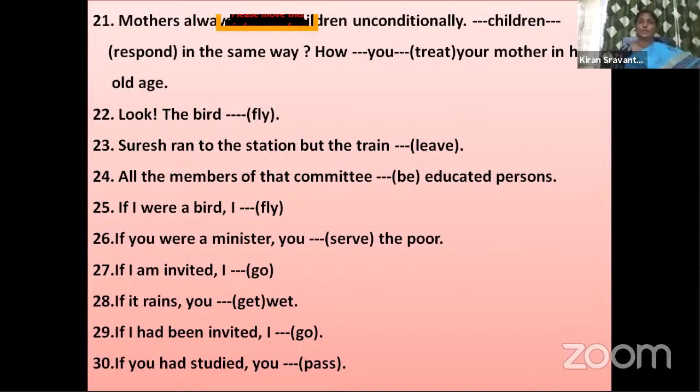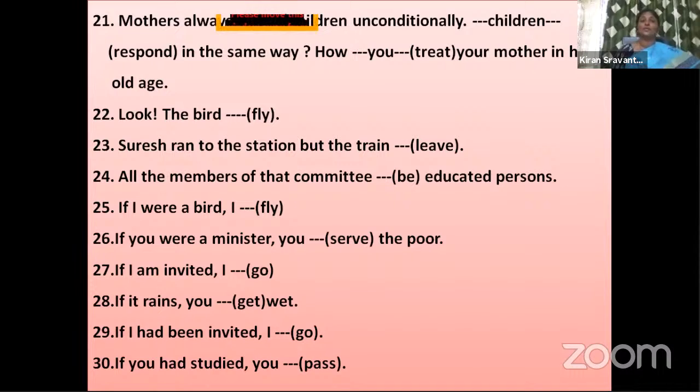Suresh ran to the station, completed action. But the train, that means some other action also took place in the past. Here we are talking about two completed actions. First completed action, next completed action. I think we learned it yesterday, right? So the first completed action should be expressed in past perfect and the later completed action in simple past.